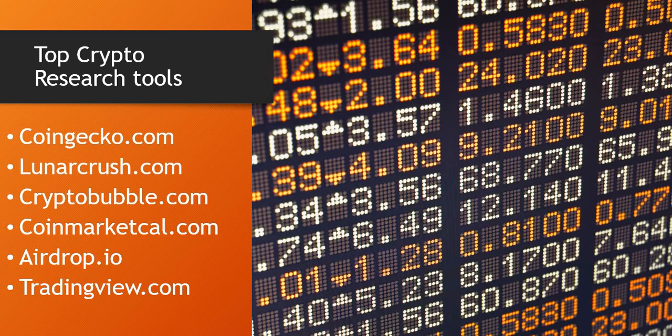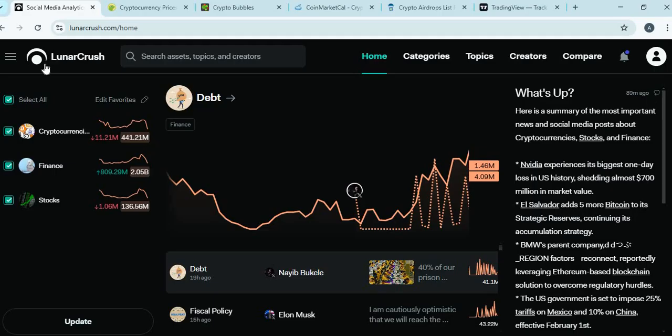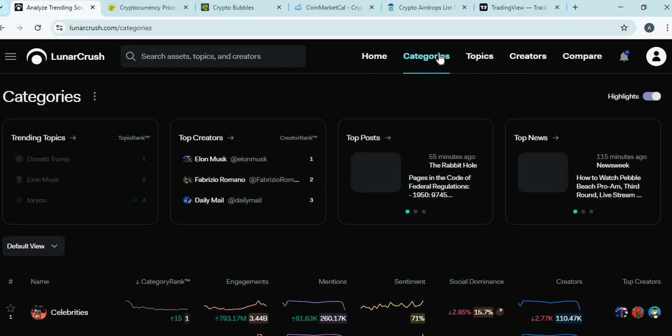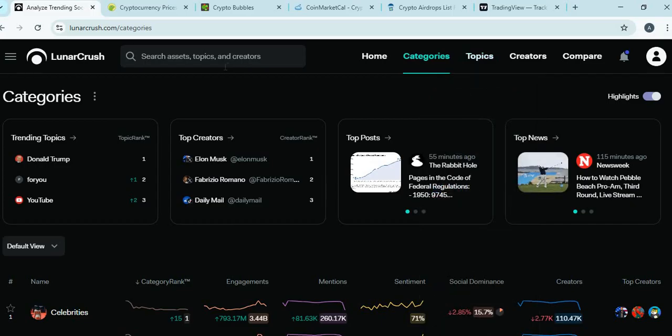So let's get started. Let's start with LunarCrush. This is LunarCrush. This is where we have all the socials. This tool has a lot of functionality. It depends on what you are looking for.